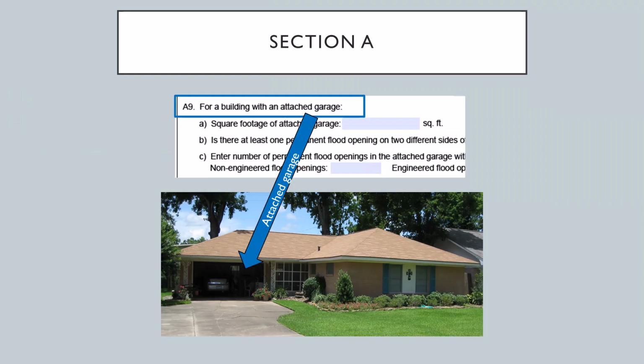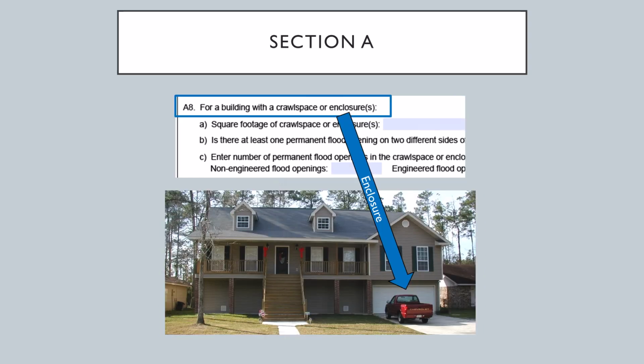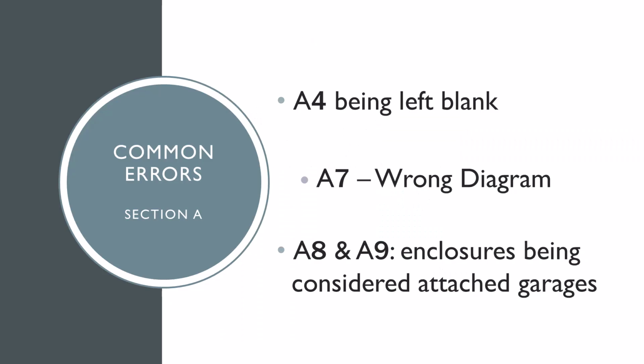This slab-on-grade building has an attached garage. Remember, the garage area for this building is an enclosure since it's below the elevated floor of an elevated building. Now that we've covered how to fill out the fields in Section A, let's discuss common errors in this section. There are 3 common errors in Section A that will present themselves again with a new form.